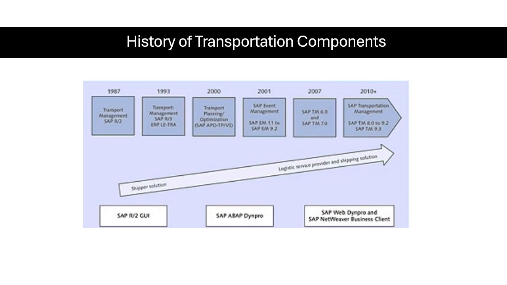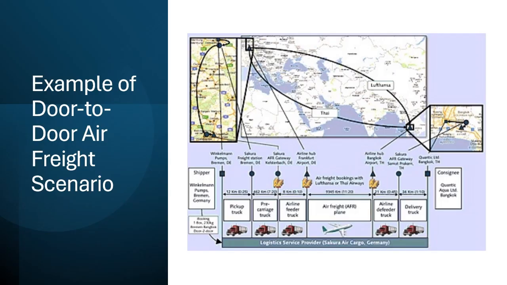With each new release, such as TM 8.1 and TM 9.0, SAP TM has developed into a comprehensive platform, continuously adding features tailored to the needs of railroad, ocean, or truck carriers. So today, SAP TM stands as a robust solution reflecting its rich history in transport management within SAP logistics. And then we have the example for a door-to-door air freight scenario.